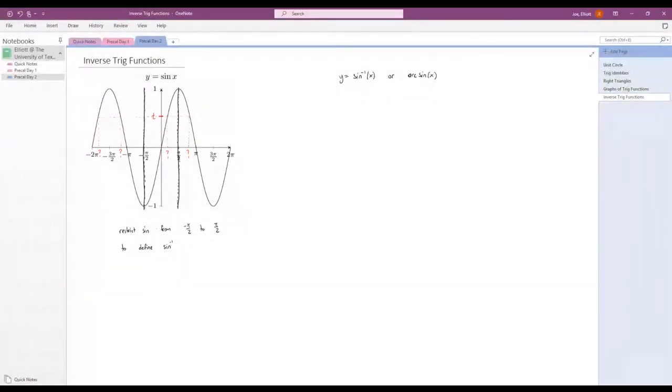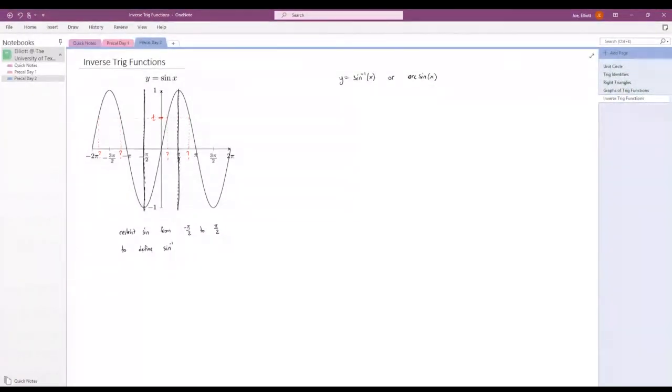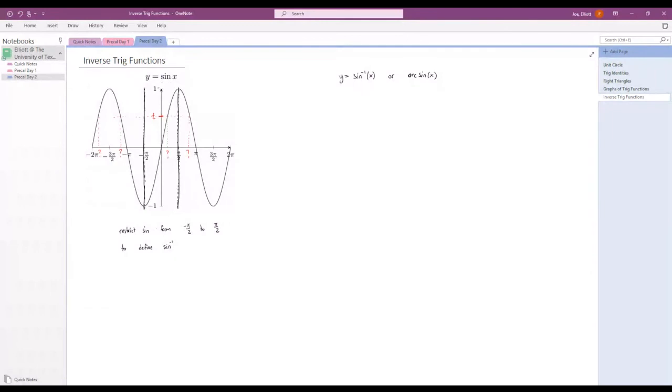So now for a value in the range of sine, we can find exactly one value in the domain that corresponds to it. So we'd be ignoring the rest of these possible values because they're outside of the strip. And then because we have a definite value now, that allows us to define the inverse sine function.